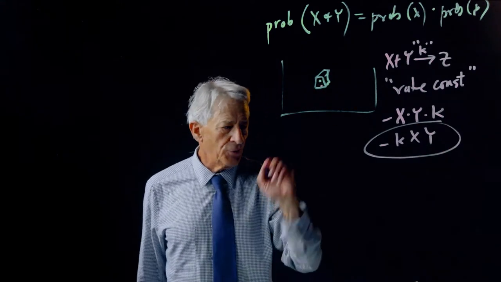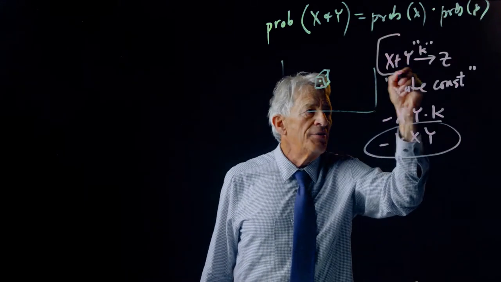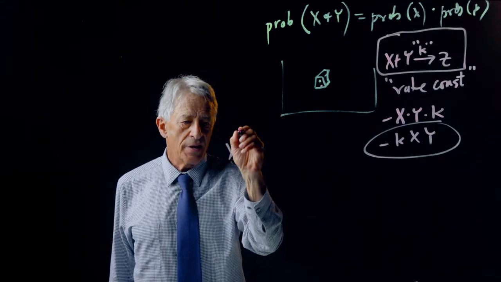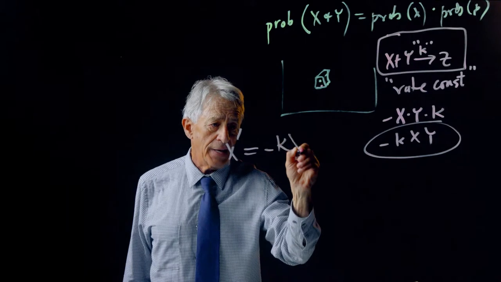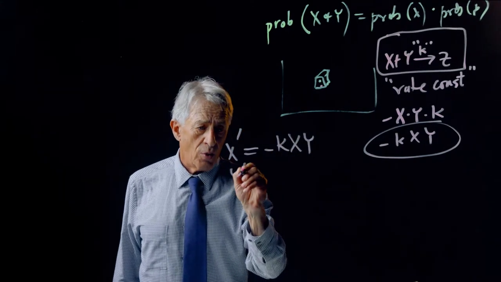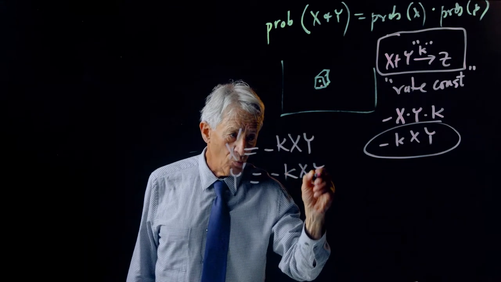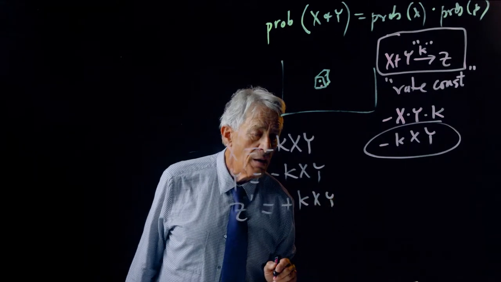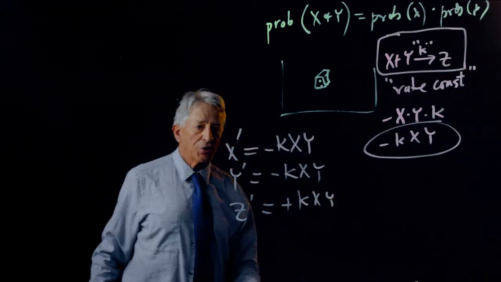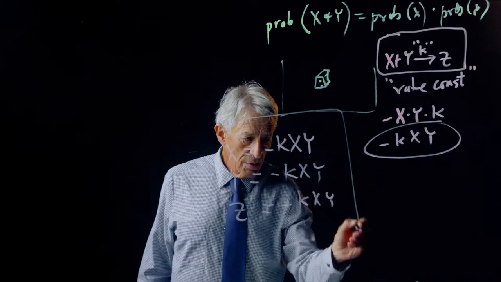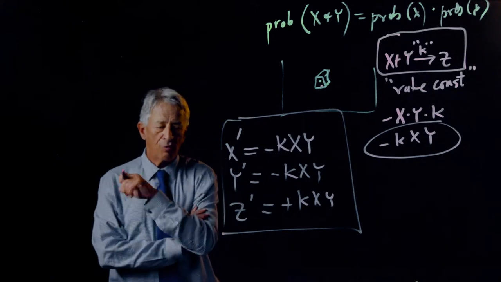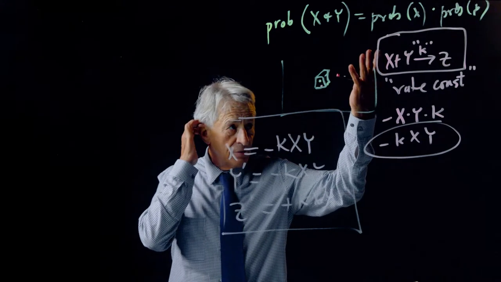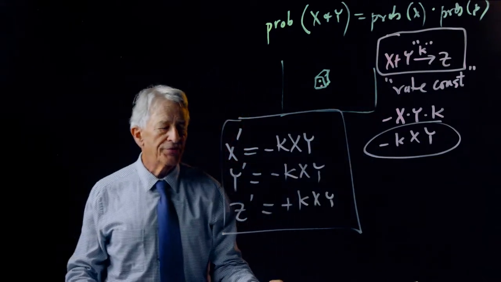So now we can write the full differential equation for this specific rate scheme. We can write it as X prime equals minus K X Y. Y prime equals minus K X Y. And Z prime equals plus K X Y. And we set initial conditions, and this will determine the progress of the chemical reaction. And in this way, we have converted the rate law into a true differential equation.